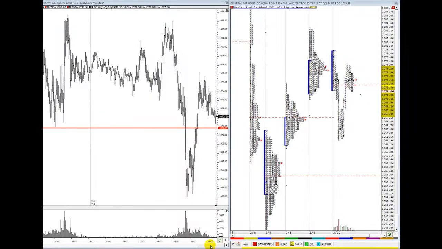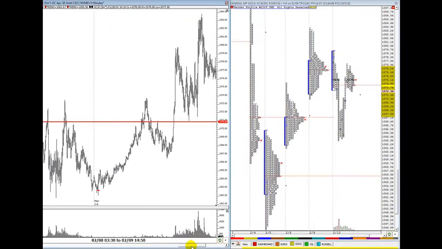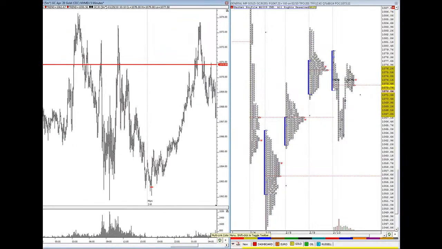I'll give another example. In gold here, I bought, and this is a real trade, and I still have it marked actually.